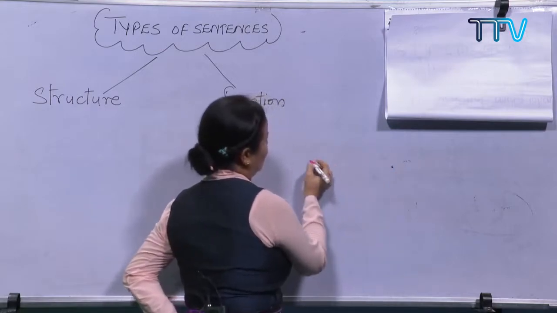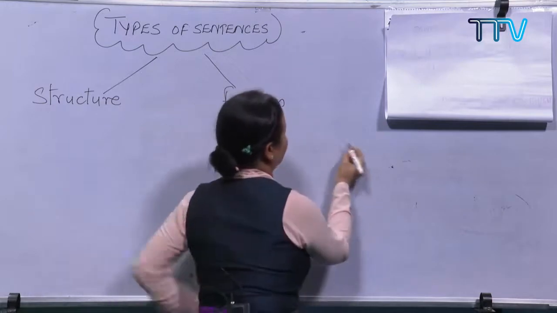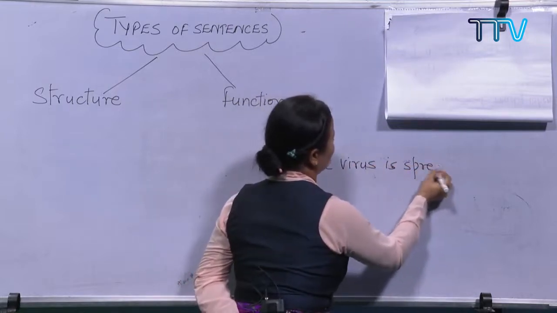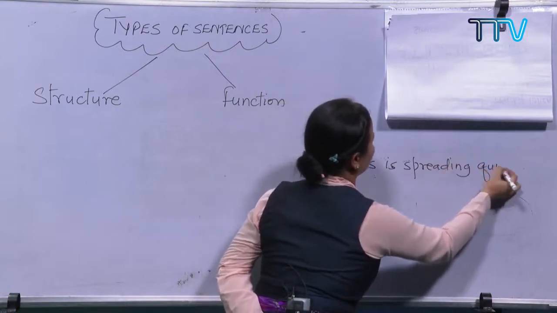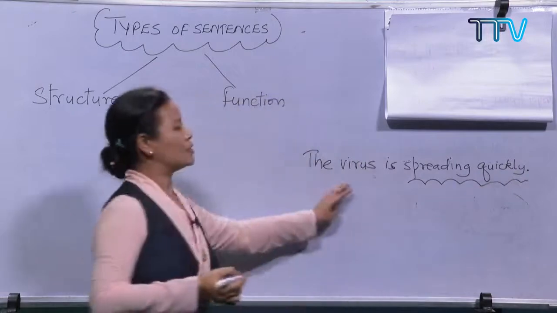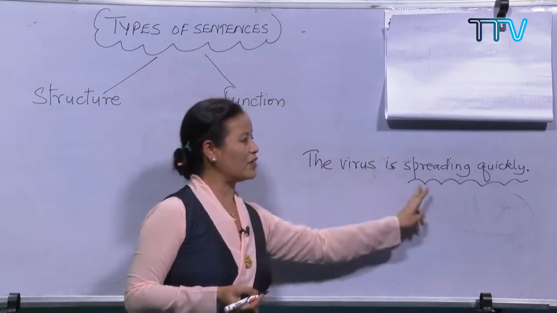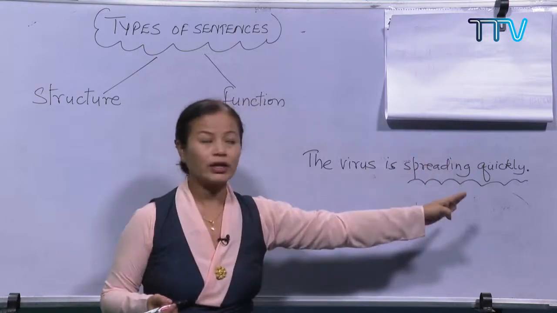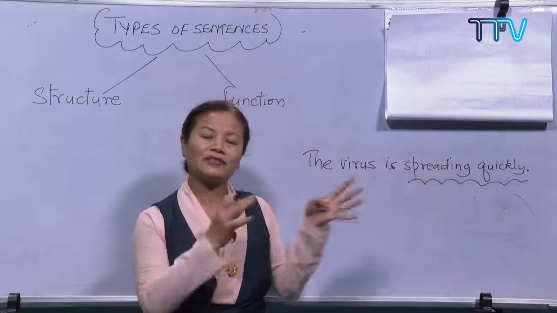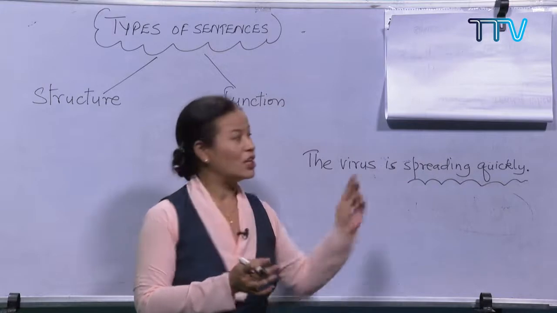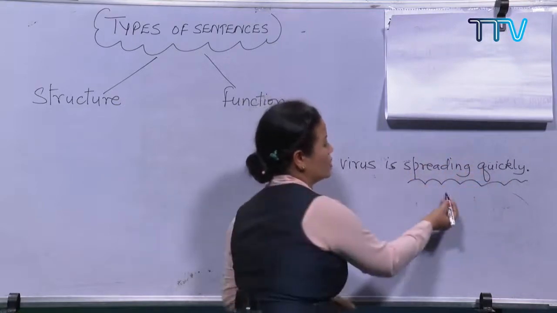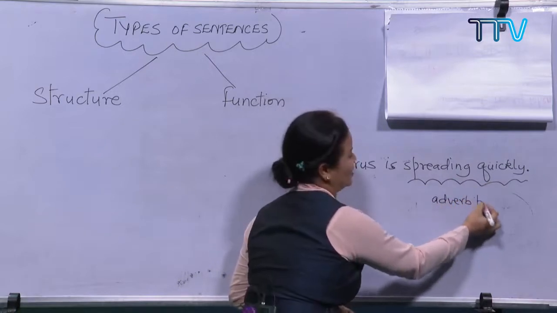Adverb phrase. The virus is spreading quickly. I have underlined 'spreading quickly'. This is the phrase, and it shows the manner. You all know the function of an adverb; I had already told you about the different parts of speech, and adverb is one of them. So it shows the manner: the virus is spreading quickly, and 'quickly' is modifying 'spreading'. So this is an adverb phrase.